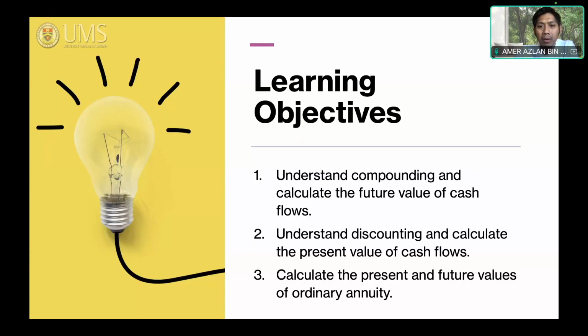In this topic, we're going to understand the concept of compounding interest and calculate the future value of cash flows. Secondly, we are going to cover discounting methods and calculate the present value of cash flows. And the last part of the topic is that we're going to learn how to calculate the present and future values of ordinary annuity and annuity due.